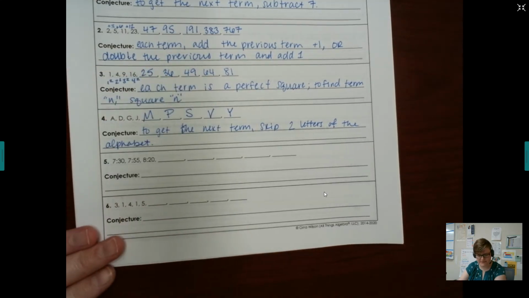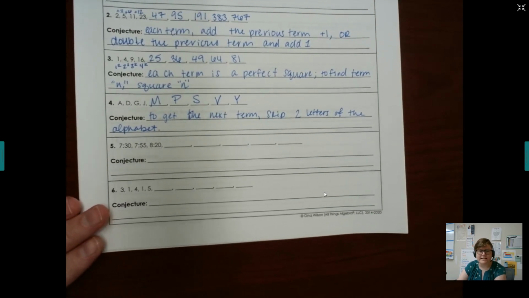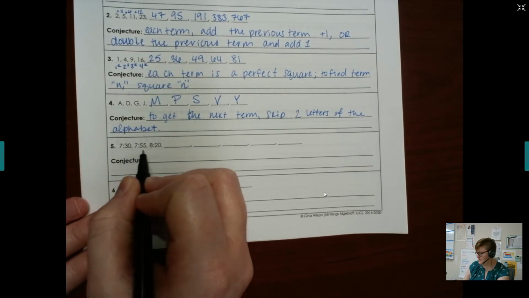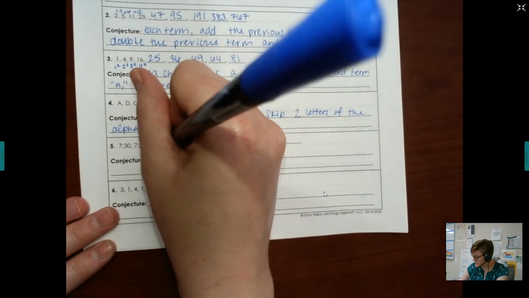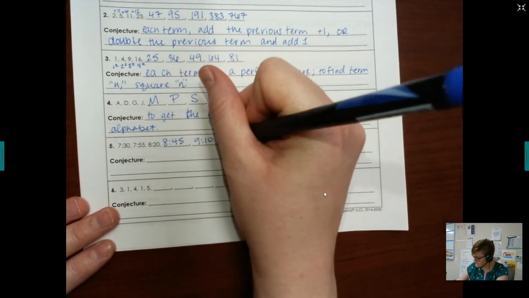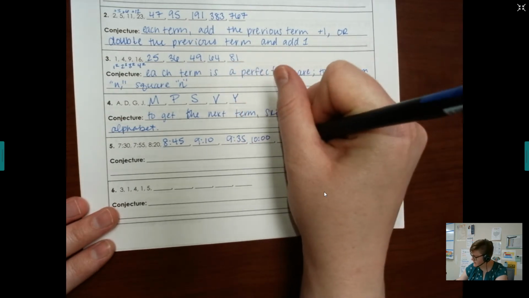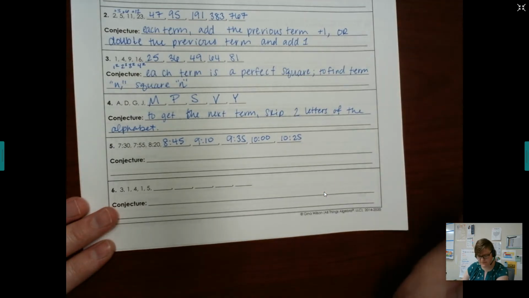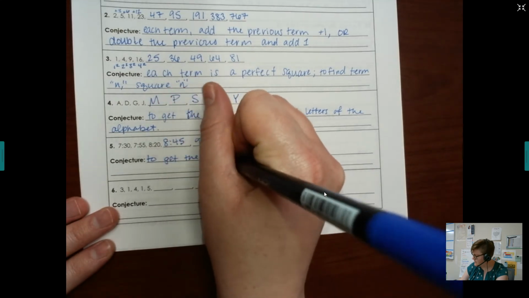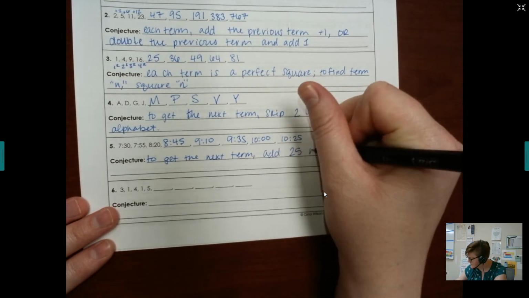All right. The next one is time. So we've got 7:30 and then 7:55 and then 8:20. Let's see, that's 25 minutes apart. That's 25 minutes apart. So I'm guessing that's what we're doing, every 25 minutes. Okay, 10 o'clock, 10:25. To get the next term, add 25 minutes.